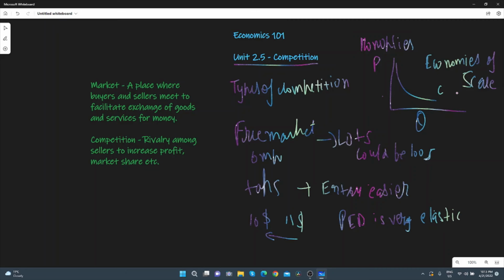And that is basically your Unit 2.5, competition. I have taught you everything you need to learn: how firms compete, why firms compete, and how difficult it is to compete. And that is basically it for this unit.